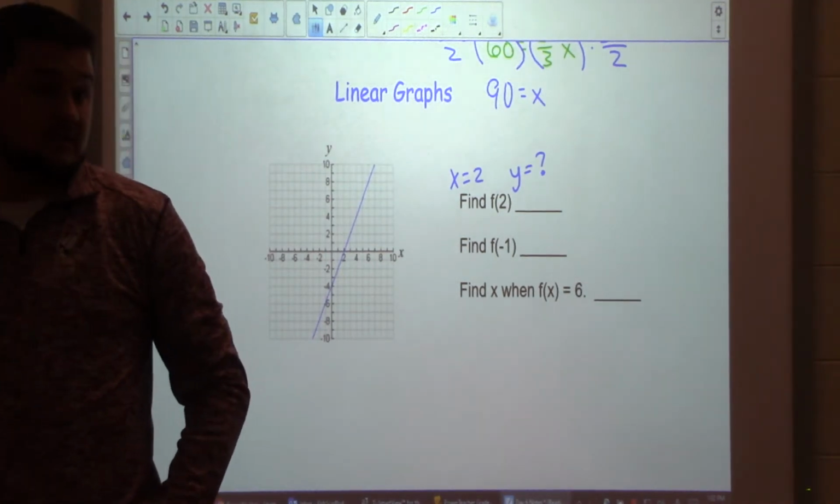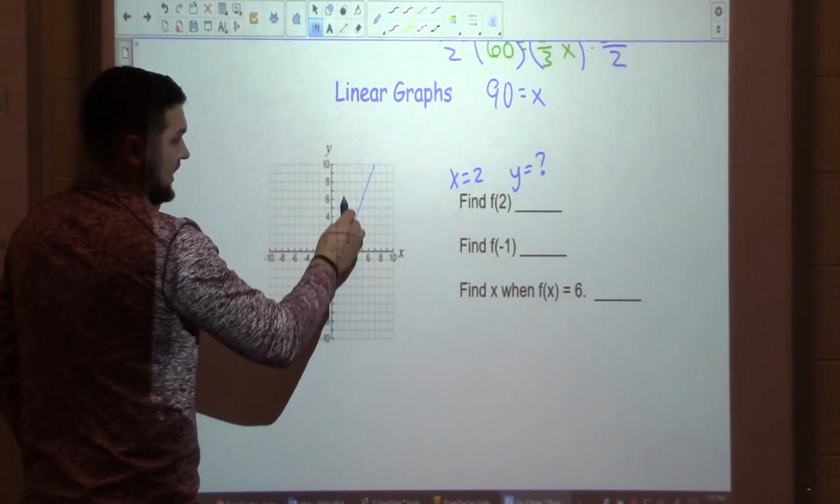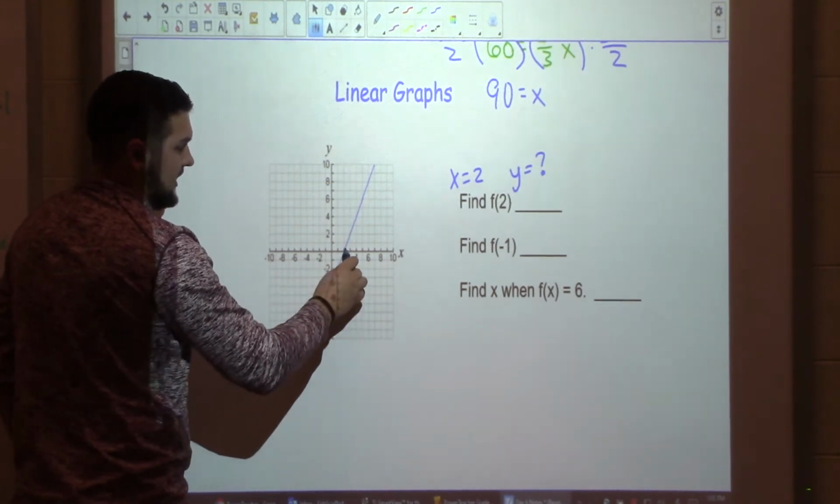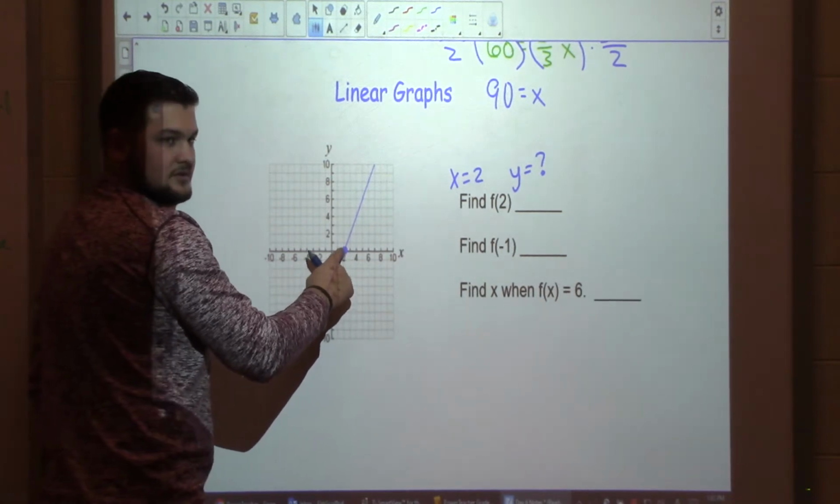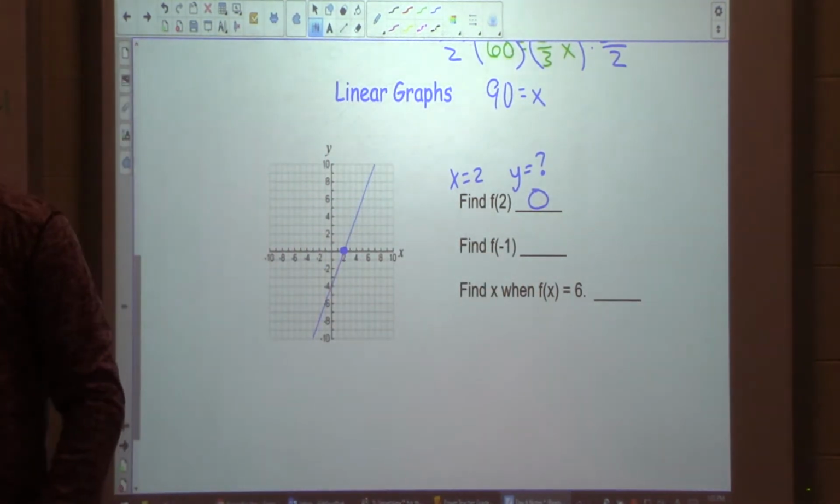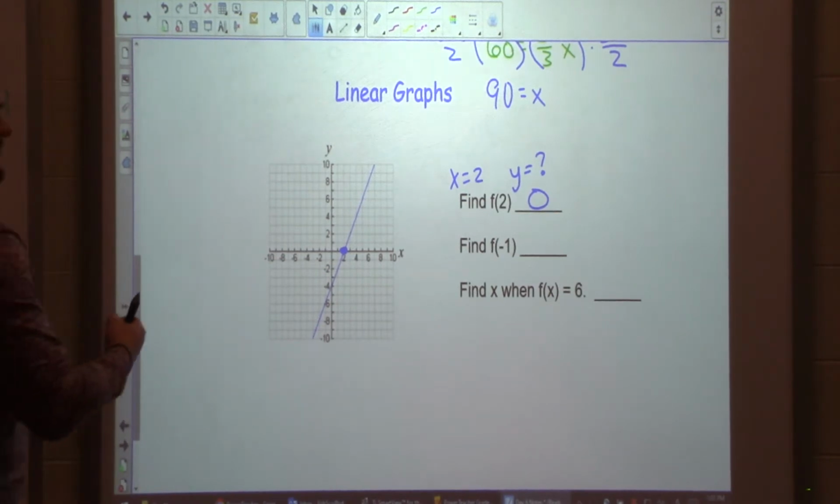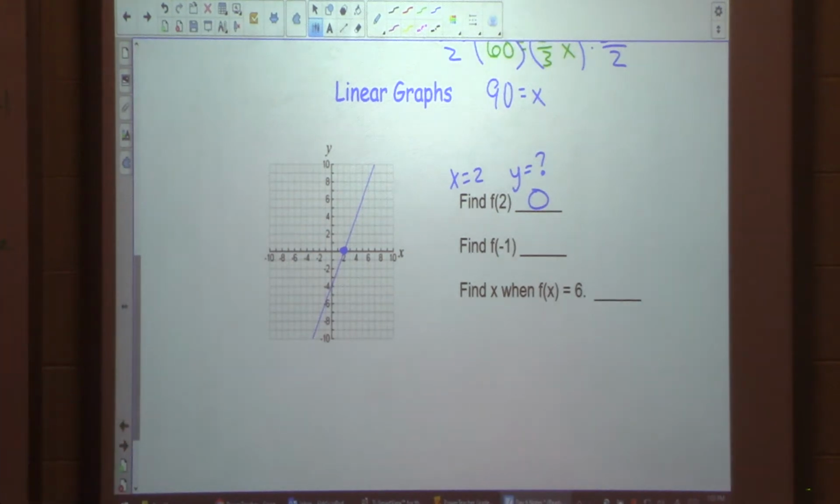That's my answer. So if I look on here where x equals 2, and I look along x equals 2, where does that hit my graph? Well, it's right here. What's my y value? 0. So f of 2 equals 0. And you can check it. If they gave you the function, you can plug 2 in and check it. They don't in this case.